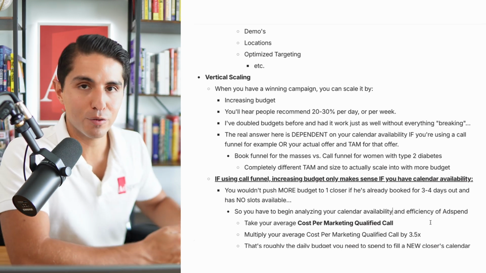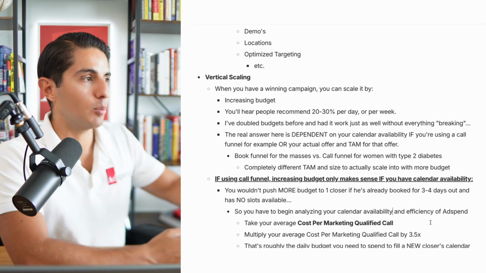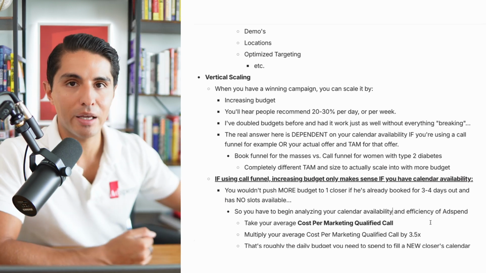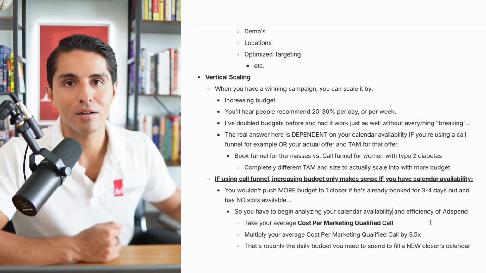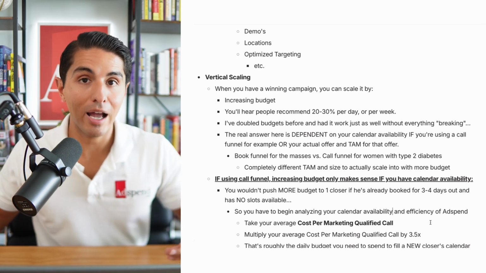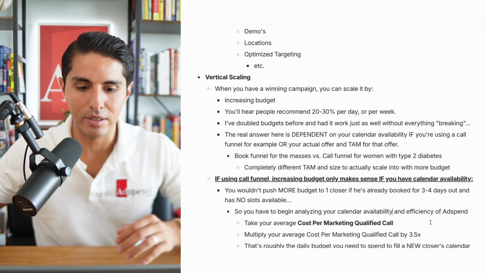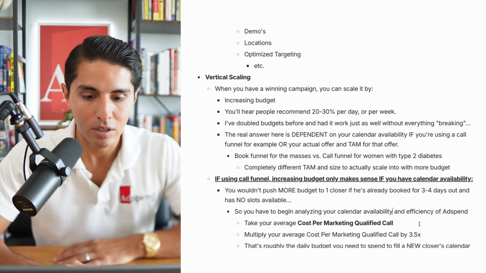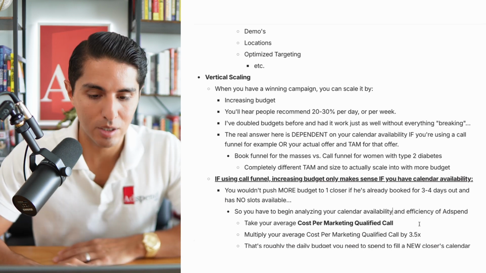It was a low ticket, free plus shipping book funnel where someone would click the ad, go to a sales page, and they would be able to buy right then and there. Very easy, right? So I didn't have to worry about these things. So if you're someone like that, then again, don't worry about this. But if you're using a book a call funnel, here's an insider tip for you, okay?